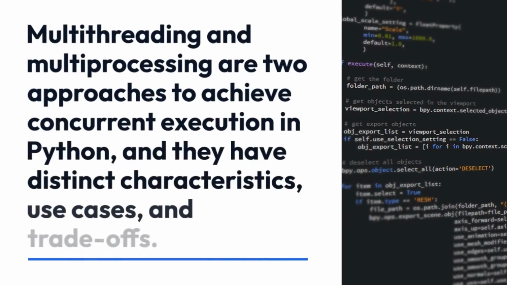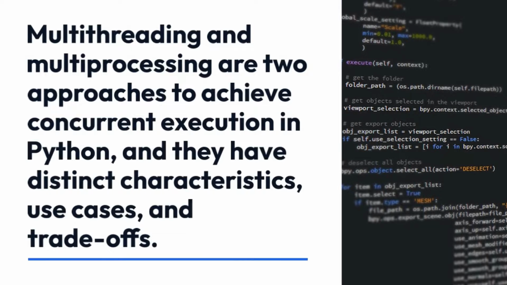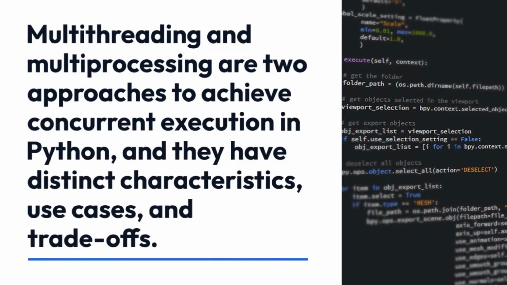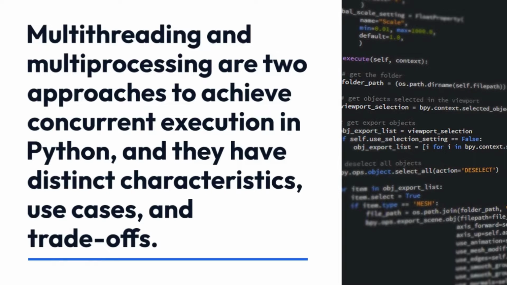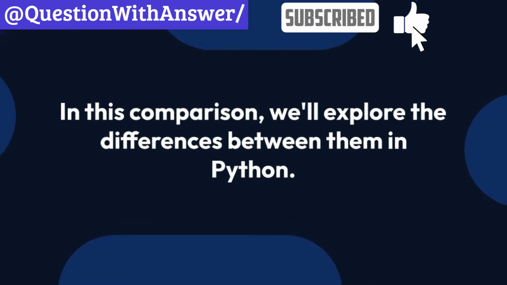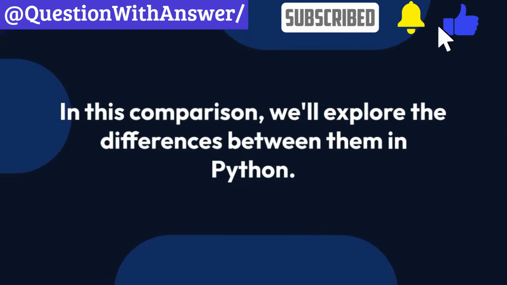Multithreading and multiprocessing are two approaches to achieve concurrent execution in Python, and they have distinct characteristics, use cases, and trade-offs. In this comparison, we'll explore the differences between them in Python.